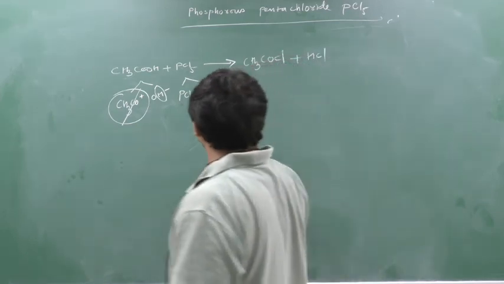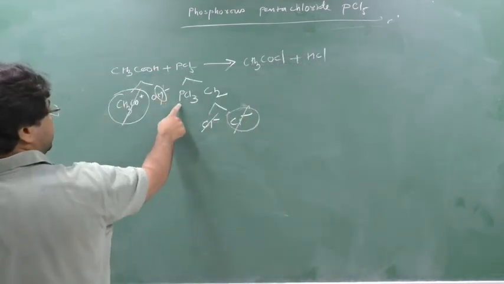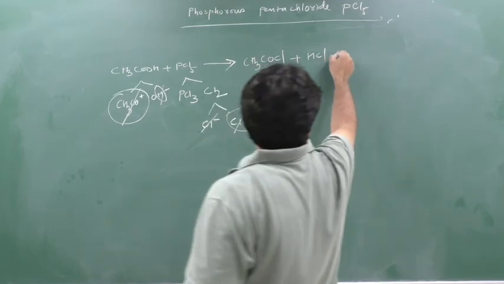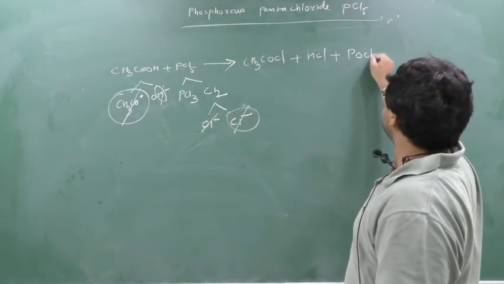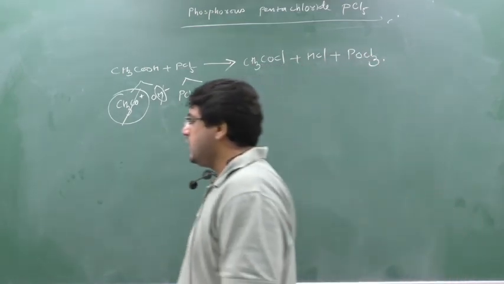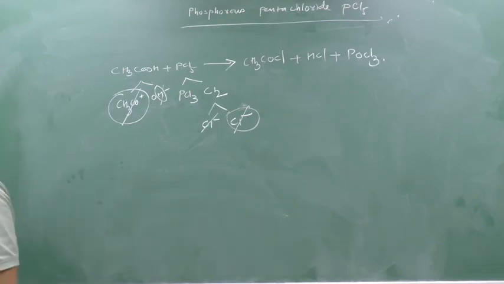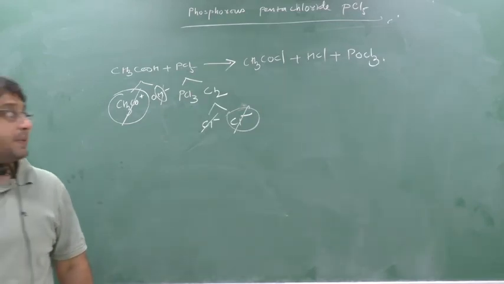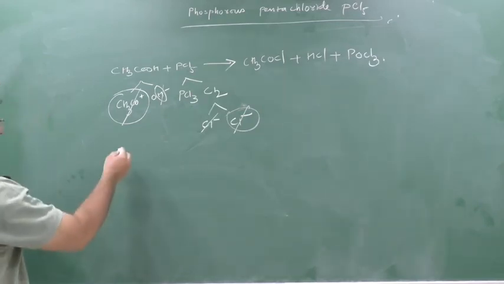Now this H and this Cl minus will form HCl. Okay, so this is also gone, this is also gone. Remaining is what? PCl3 and O, so it will form POCl3. Please remember, phosphorus oxychloride. These PCl5 reactions are a bit confusing, so please remember this. Okay, so how do I correct it? Another example I will show.